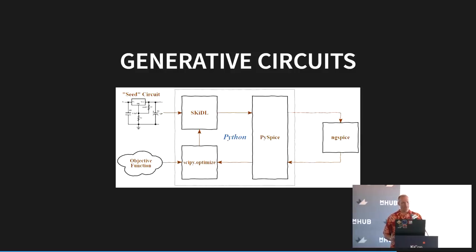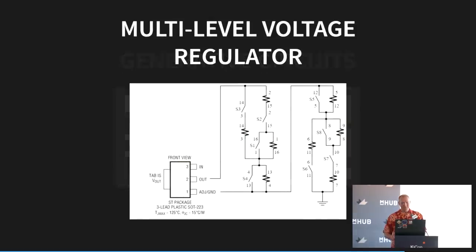If you have an objective function that you're trying to optimize on your circuit, scipy.optimize takes that and the behavior of the circuit, starts jiggling it around a little bit, takes the jiggled circuit, passes it back to SKiDL, and we do the loop over and over and over again till we optimize some function, in theory.